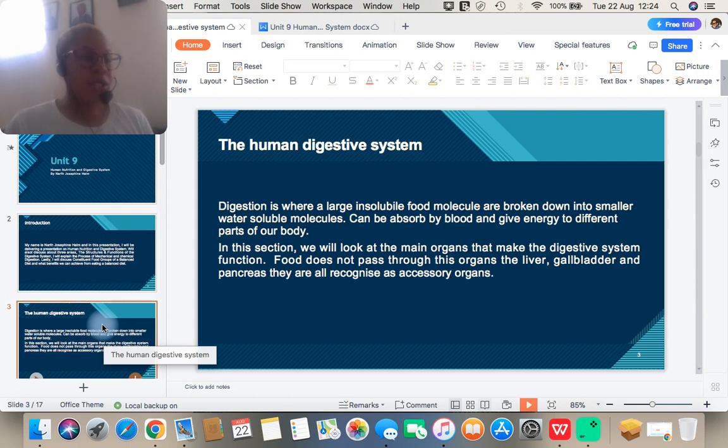Alright, so digestion is where large insoluble food molecules are broken down into smaller water-soluble molecules that can be absorbed by the blood and give energy to different parts of our body. In this section, we will look at the main organs that make the digestive system function properly. Food does not pass through the liver, gallbladder, and pancreas. They are all recognized as accessory organs.